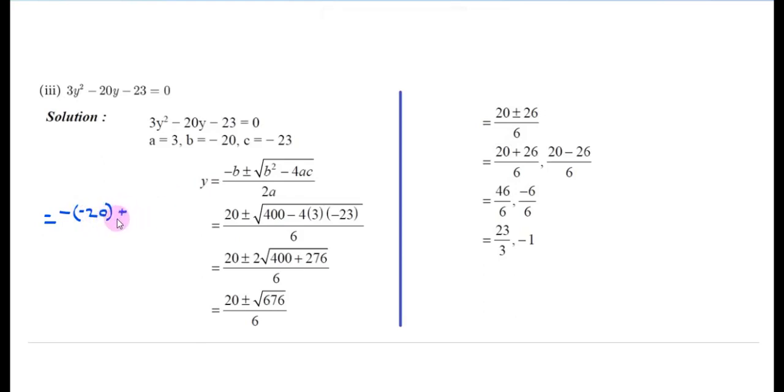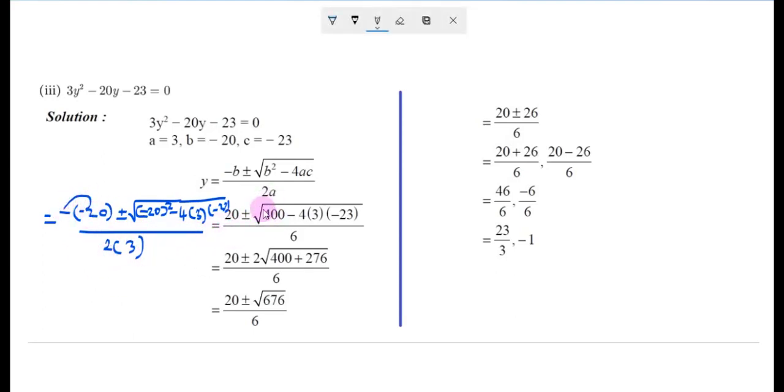Minus b plus or minus root of b square means minus 20 the whole square, b square minus 4, a value 3, c value minus 23, understood, whole divided by 2a, so 2 into 3, so minus into minus plus 20 plus or minus root of minus 20 square means minus into minus plus 20 square means this is 400. Next minus 4 into 3 into minus 23 whole divided by 2 3s are 6, understood.